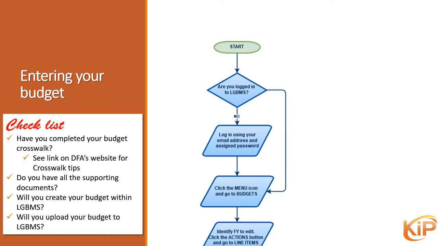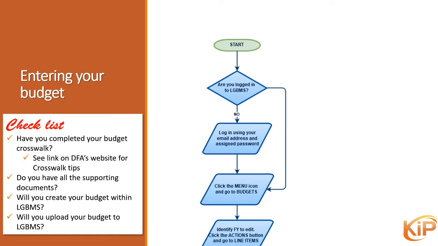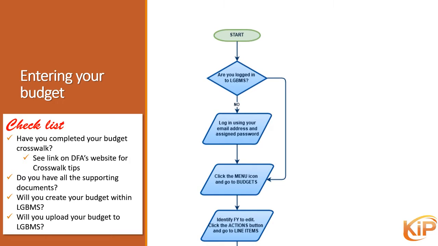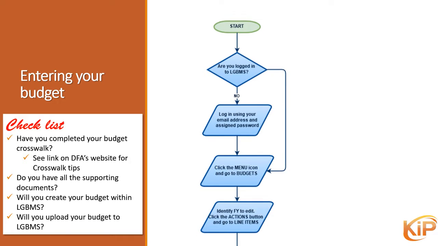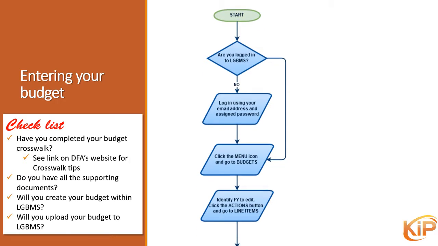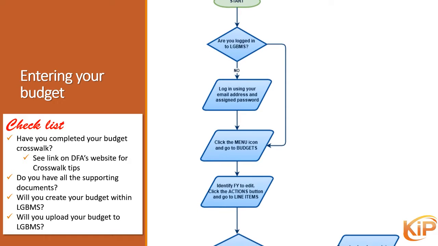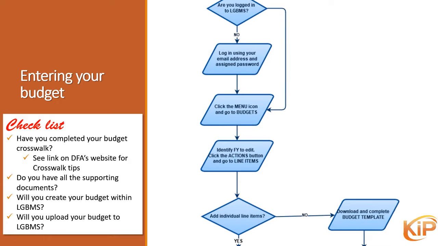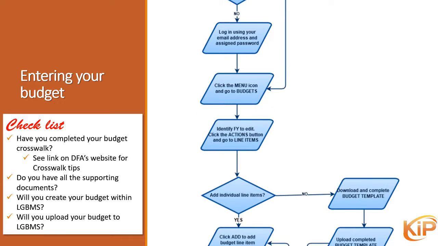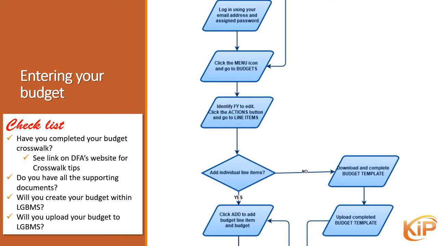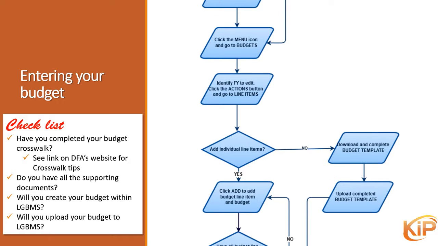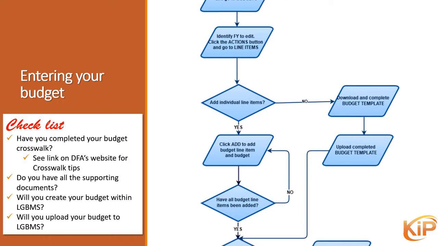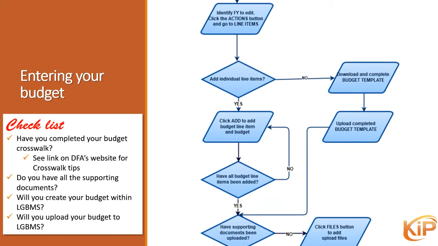Next, let's review the budget entry process. First, you want to make sure you have the required information readily available to enter or upload into LGBMS. This includes your supporting documentation and, of course, your budget. A key step to a successful budget submission is your crosswalk from your budget to the LGBMS chart of accounts. Please visit DFA's website for recommendations and tips on how to accomplish this. If you have any questions or need guidance on this step, please contact your analyst.